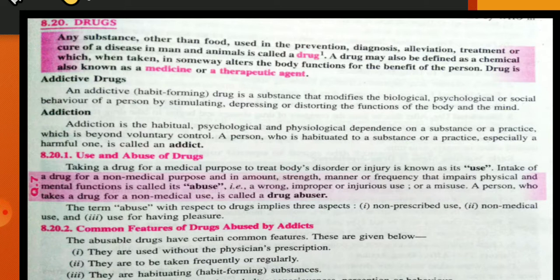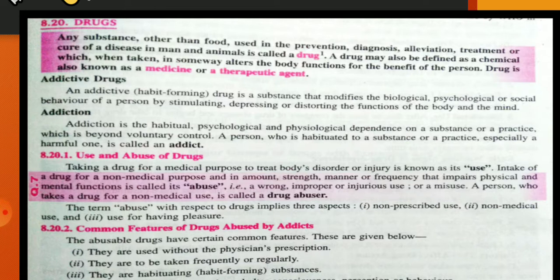Then what is addiction? Sometimes we say human beings are addicted to a particular work or a particular thing. Addiction means habitual, psychological and sometimes physical dependence on a substance or a practice, which is beyond voluntary control. A person who is habituated to a substance or a practice, especially a harmful one, is called an addict. Smoking is an addiction, and drinking is an example of addiction. So it is habituated.